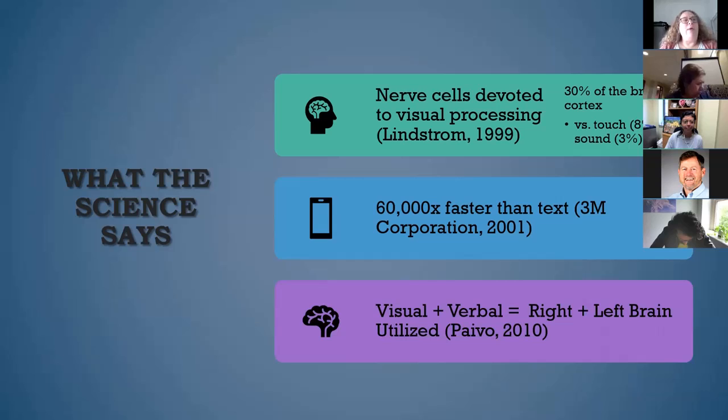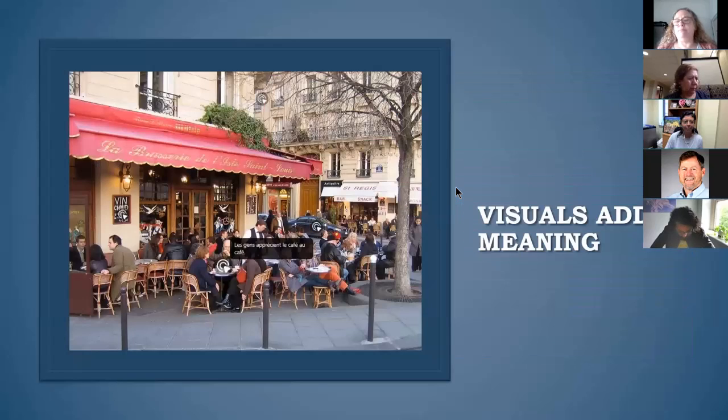But also when you use both the visual and the verbal, as opposed to memorizing words or just memorizing the speaking part of it, you're engaging both the right and the left brain, which really helps to enhance that language learning. Any questions so far?